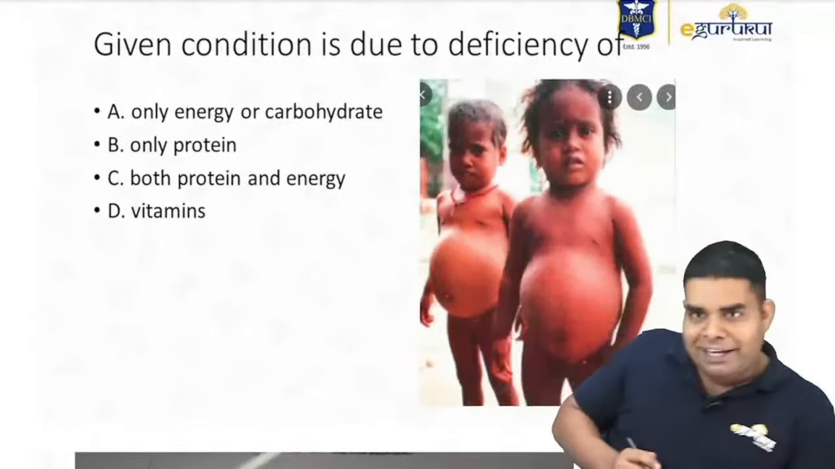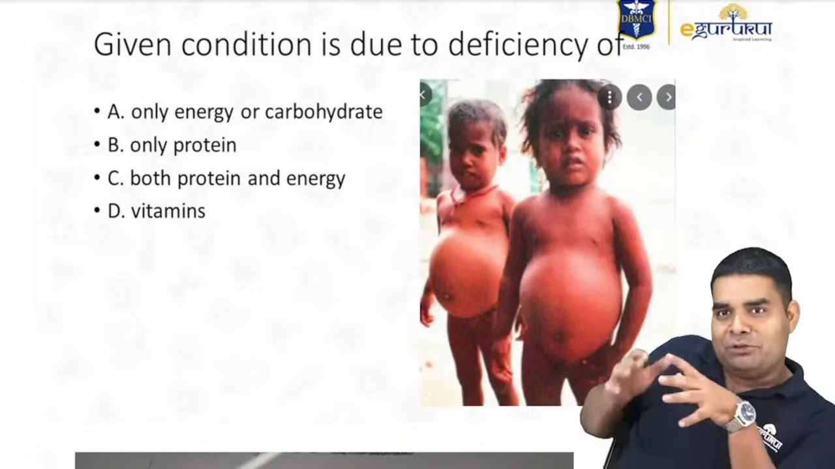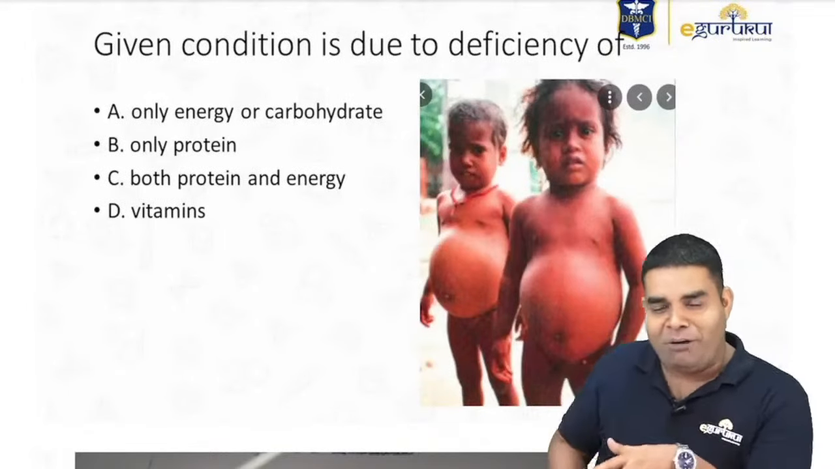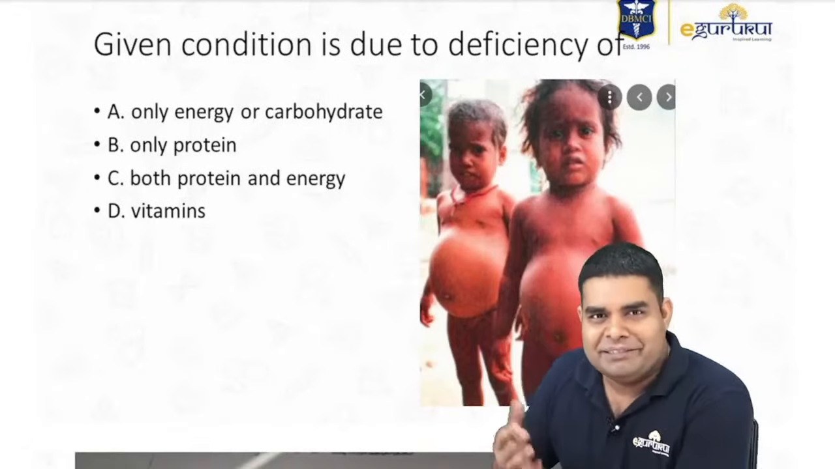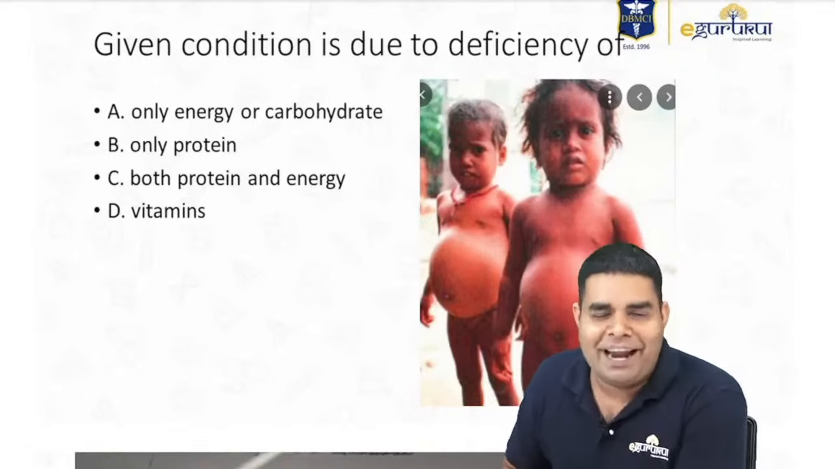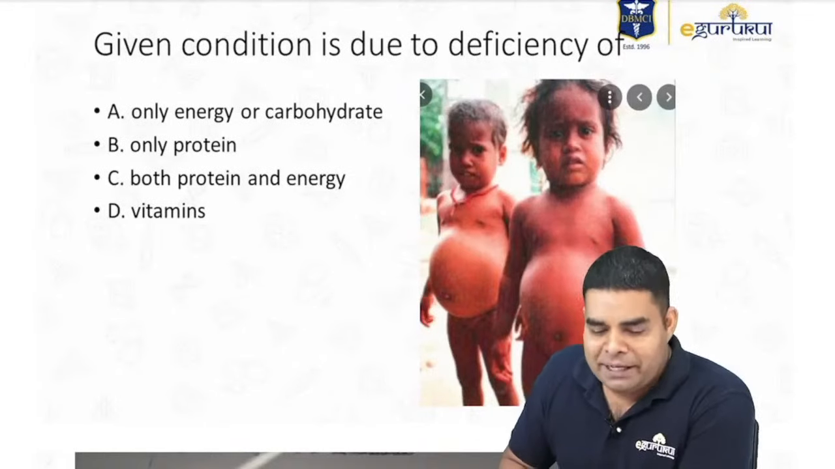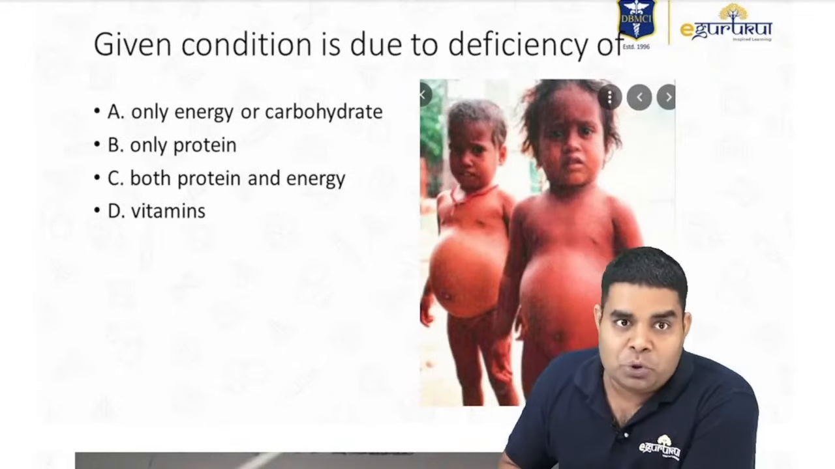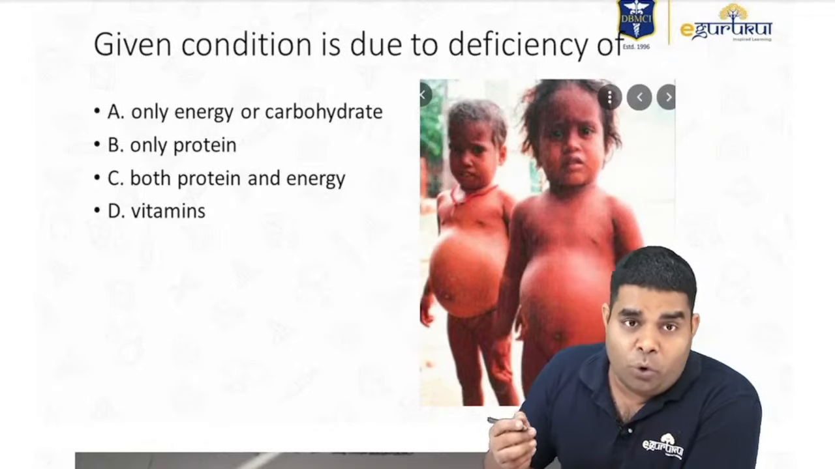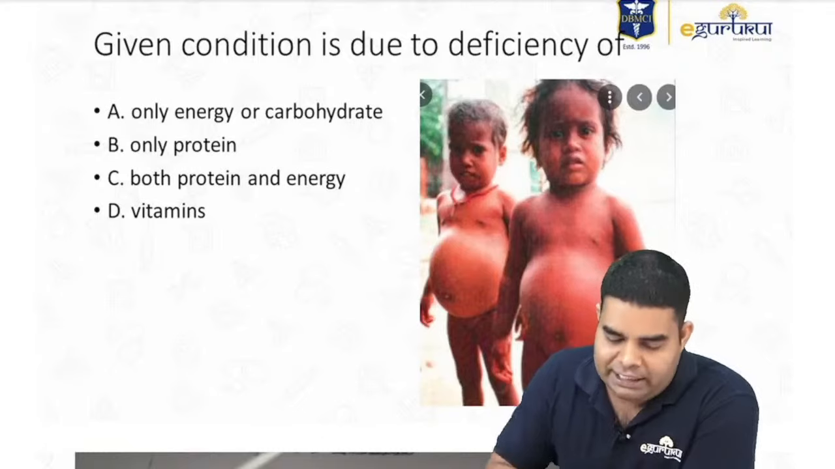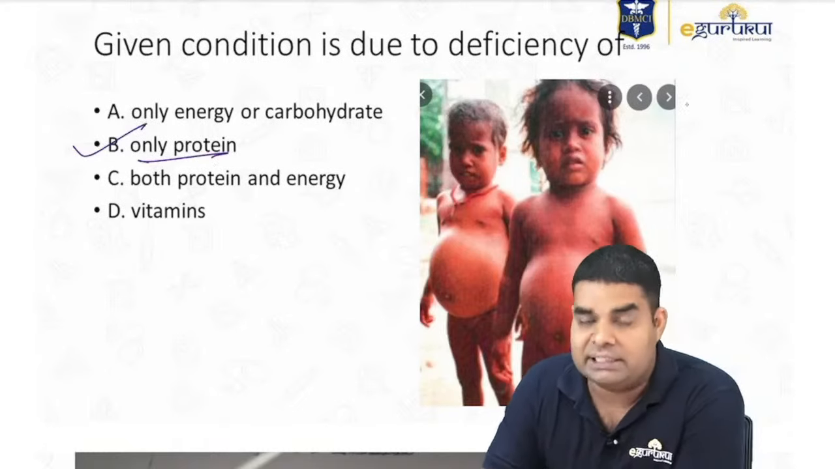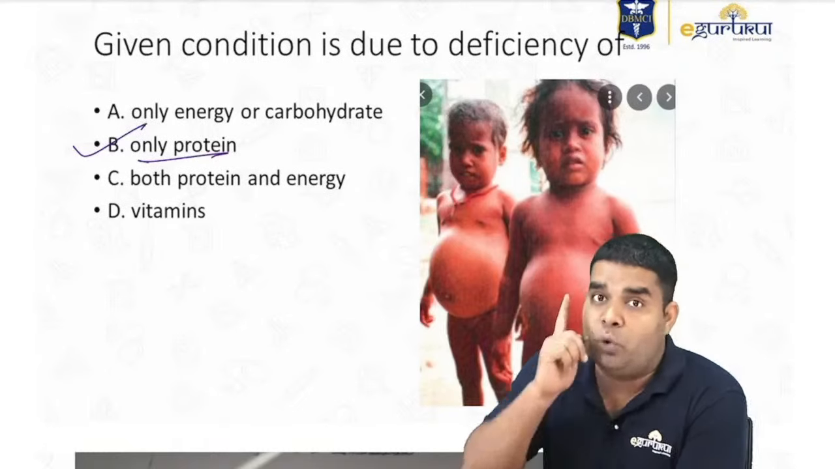I am obstructing the abdomen of my friend here. So the given condition is due to deficiency of what? You can see there is a protruded abdomen, but the child does not seem well, they seem a bit puzzled and irritated. So what is the correct answer? Is it due to only carbohydrate, only protein, or both protein and energy? The correct answer is only protein, because it is Kwashiorkor which is only protein.